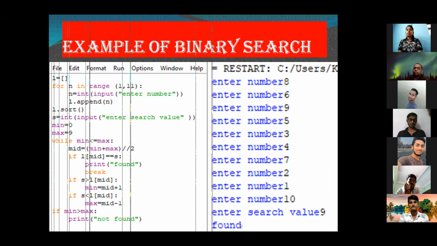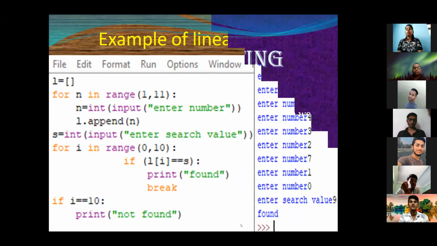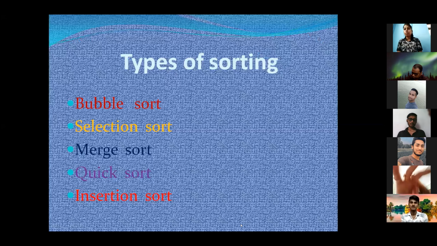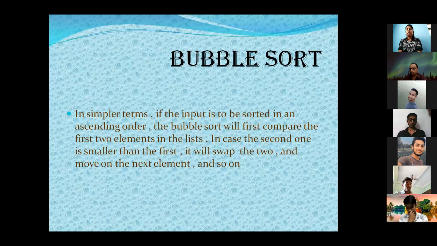Good morning, sir. This is Diksha, and I am here to tell about the topic types of sorting. So basically, there are 5 types of sorting: bubble sort, selection sort, merge sort, quick sort, and the last one is insertion sort. So let's start with the first, bubble sort. It is the simplest and easiest sorting of all the algorithms. It works on the principle of repeatedly swapping adjacent elements if they are not in the right order.